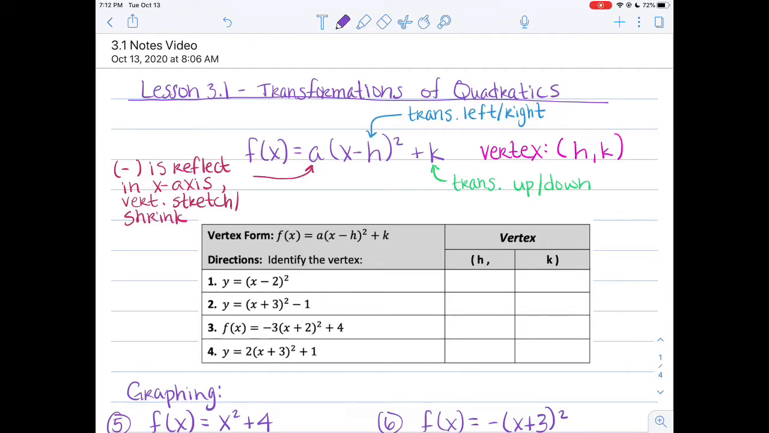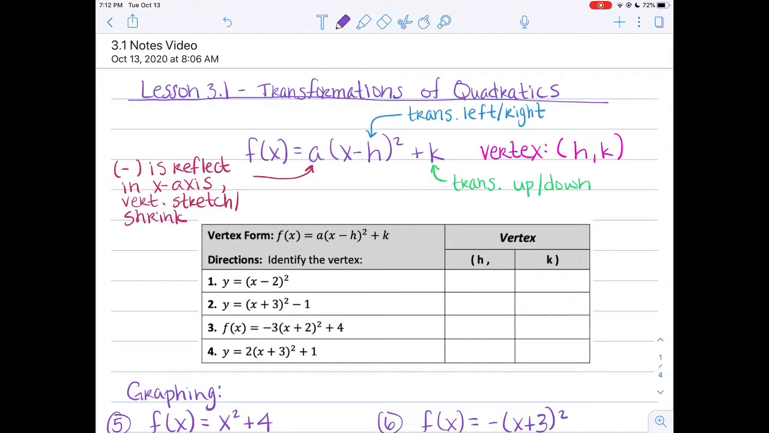Hi everyone, today we're starting lesson 3.1, the first lesson in our next chapter about quadratics. And first we are going to talk about transformations of quadratics. You will recall from our first chapter that we learned about transformations of parent functions, quadratics included. So today's lesson is a little bit of a review, but we are going to expand on it from here.